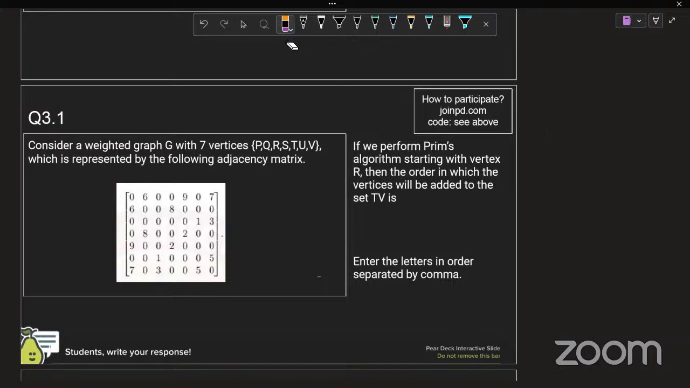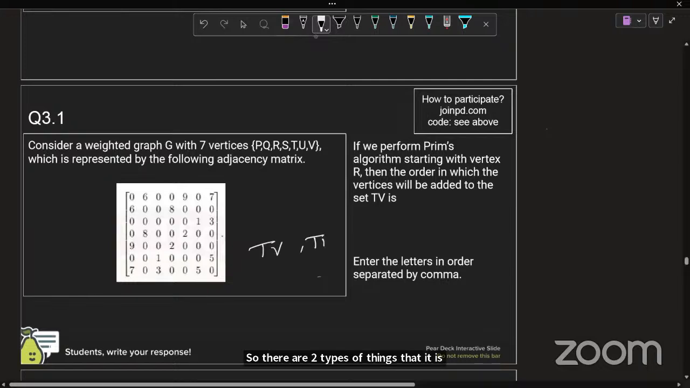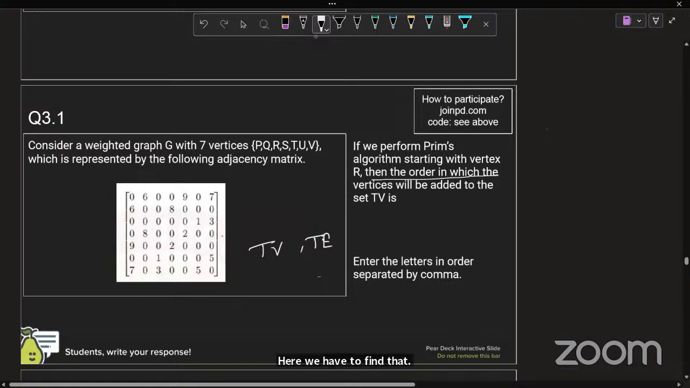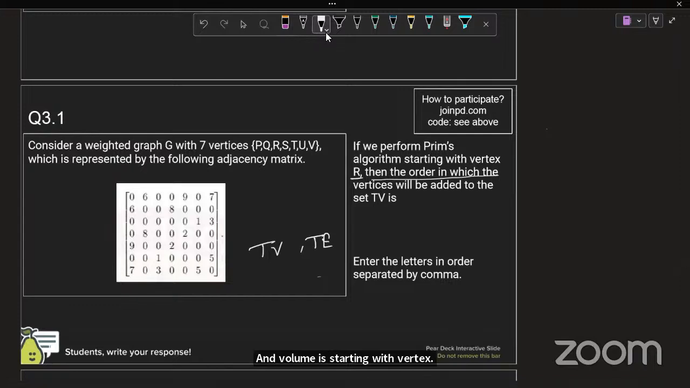There are two types of things: tree vertices and tree edges. If you remember, here you have to find the tree vertices, starting with vertex R. The algorithm starts with vertex R. Are you able to get the graph? If it is done, you can put done in the chat box.